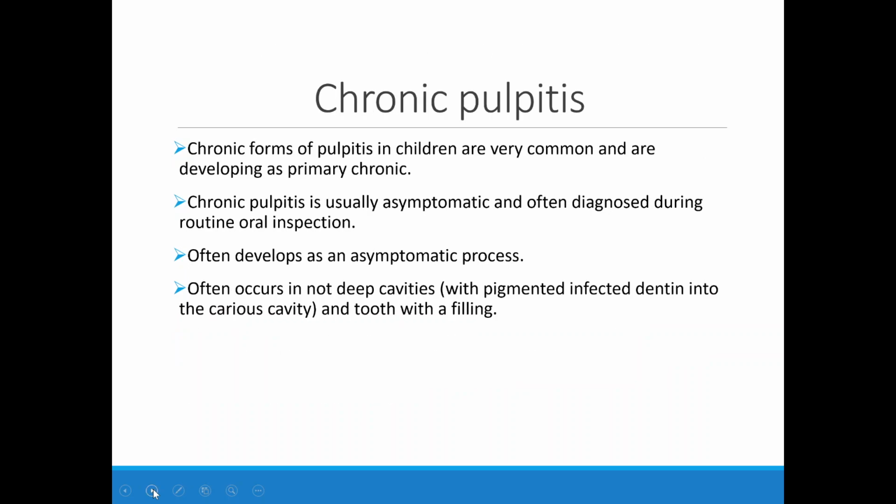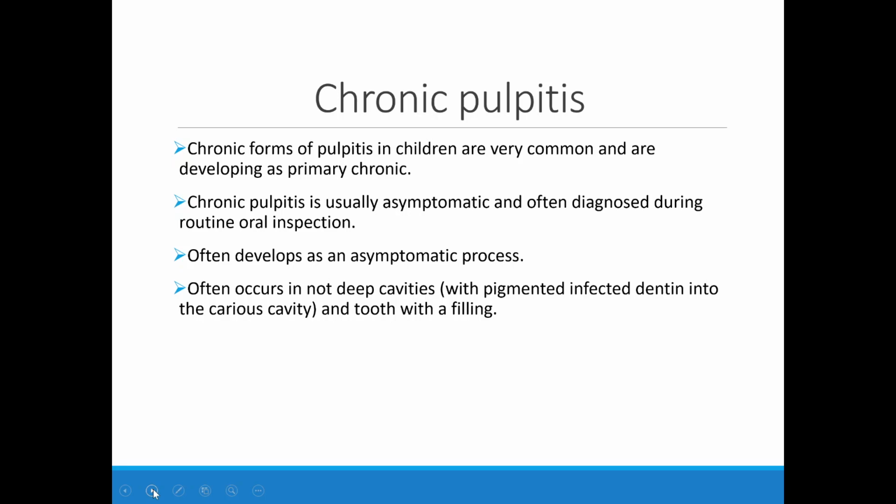What about chronic pulpitis? Of course, chronic forms of pulpitis in children are very common and develop as primary chronic. Chronic pulpitis is usually asymptomatic and often diagnosed during routine oral inspection. Often it develops as an asymptomatic process. For example, the child comes for dental examination, we perform it and find that in 1 or 2 or 3 teeth we diagnose chronic pulpitis and nobody knew about it before.